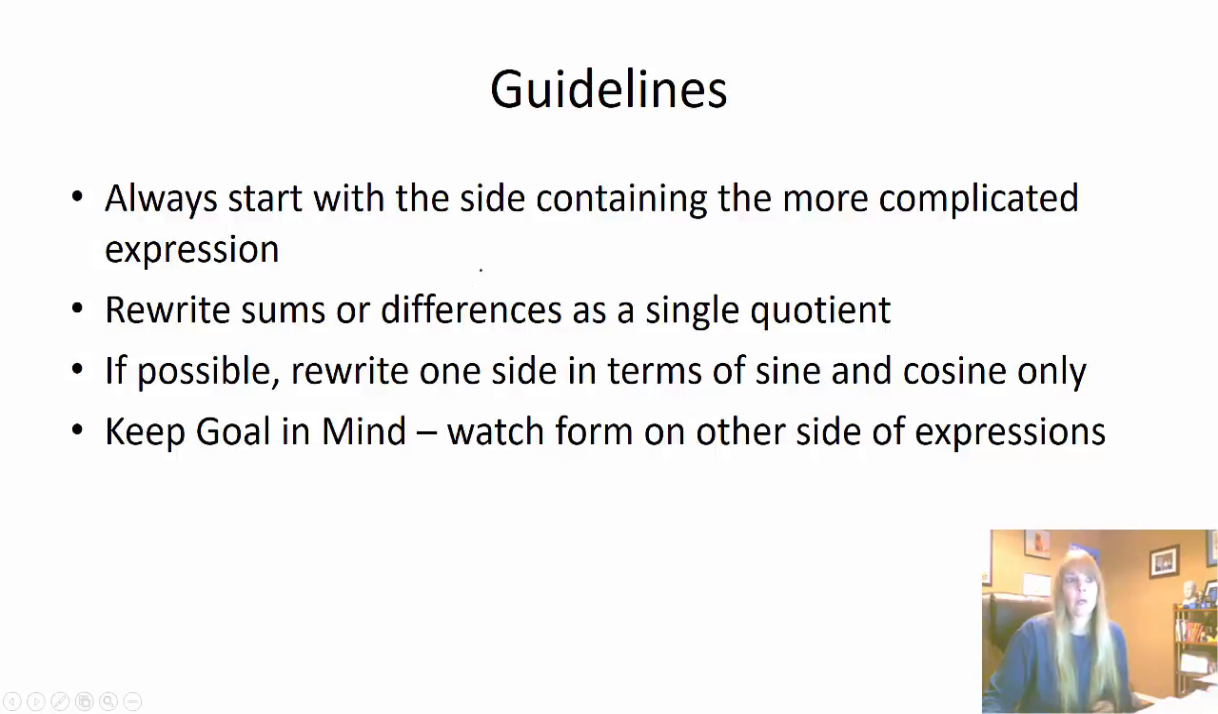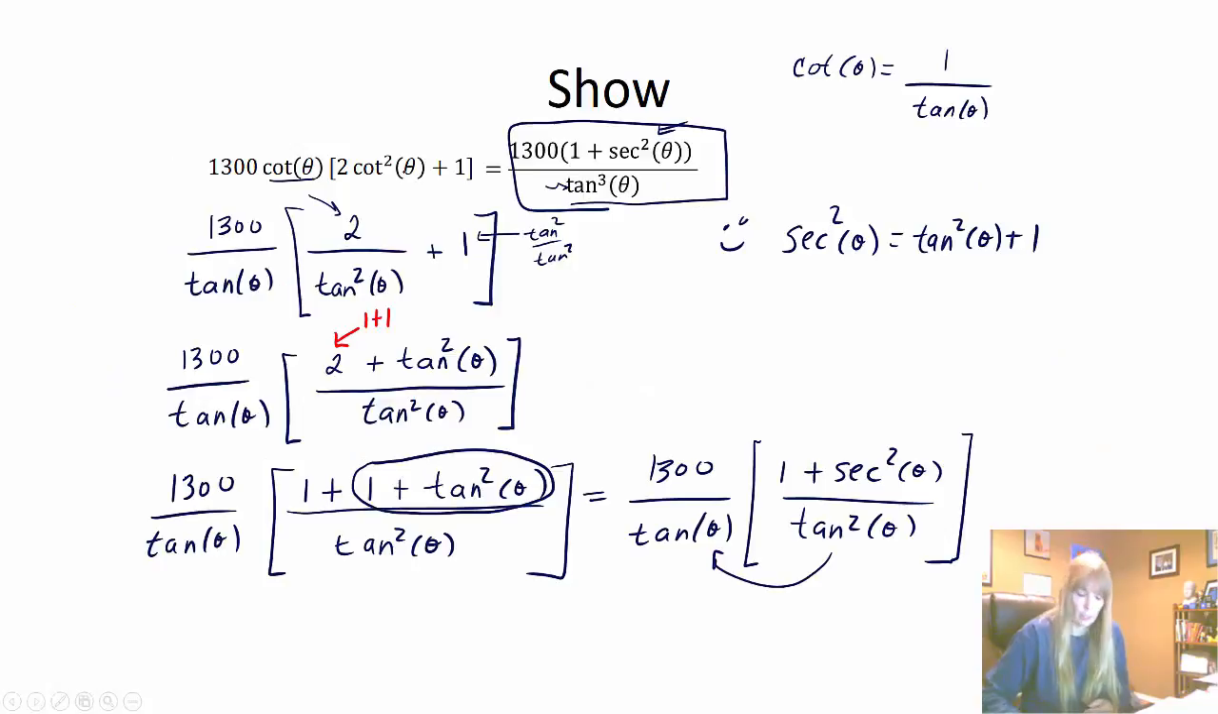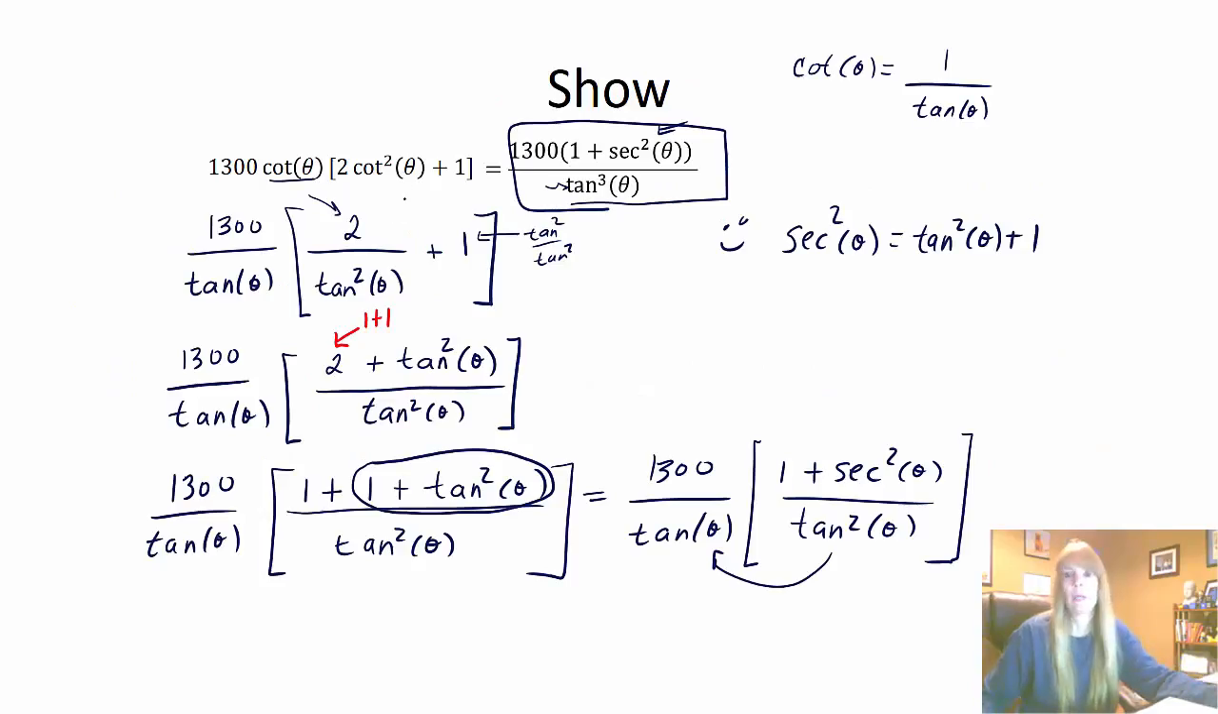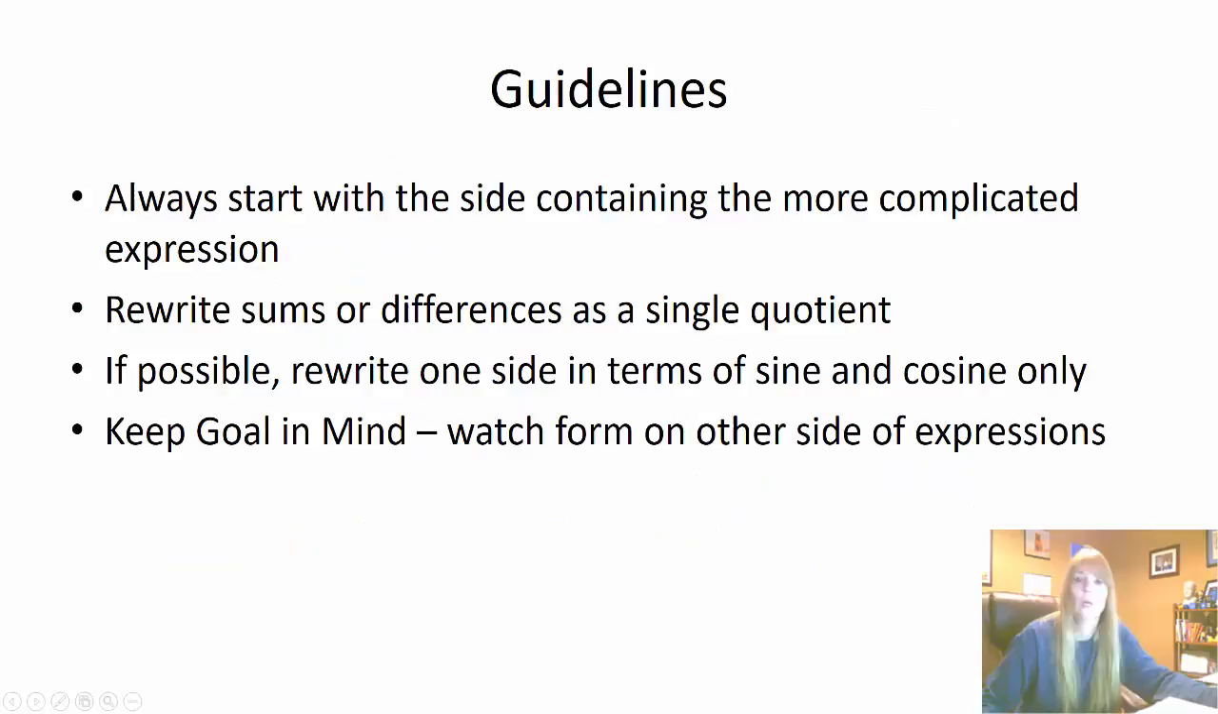The guidelines always start with the side containing the more complicated expression, like you saw me do here. Okay, and I'm trying to get the other side. Rewrite sums or differences as a single quotient, certainly remembering fractions. If possible, rewrite one side in terms of sines and cosines only. And always keep your goal in mind while you're working through these. Always kind of watch the right side. Otherwise, you're just off on your merry way and not really sure what you're doing and why you're doing it, right? We don't need that. So just be careful when you're working these, and once again, practice. That ends this section. Hooray!